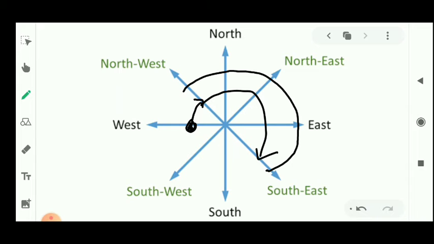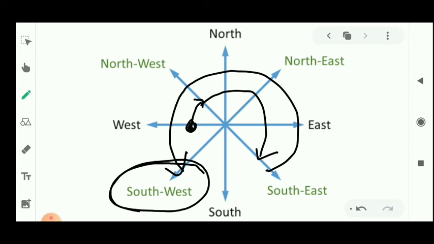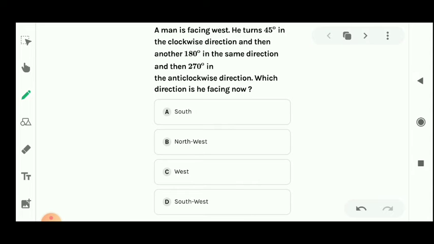It is 180, and till here it is total 270-degree. The last line of the question is, in which direction is he facing now? So now he is standing in which direction? He is standing in the direction southwest. So the solution of this question is southwest. That means option number D.